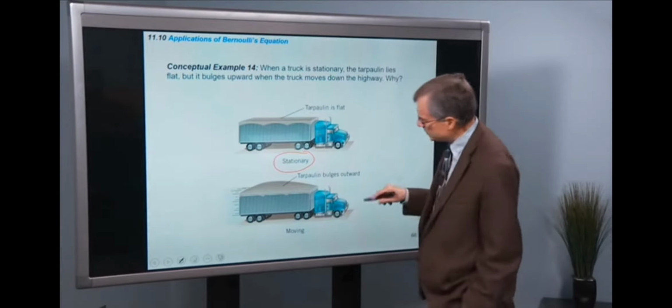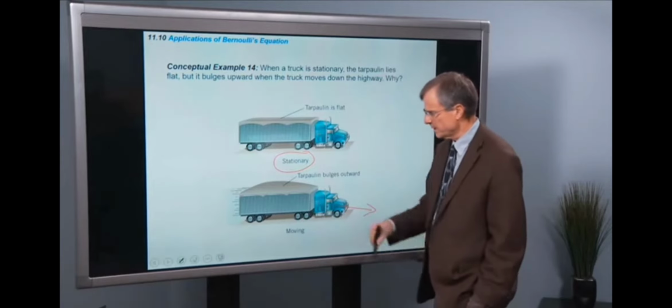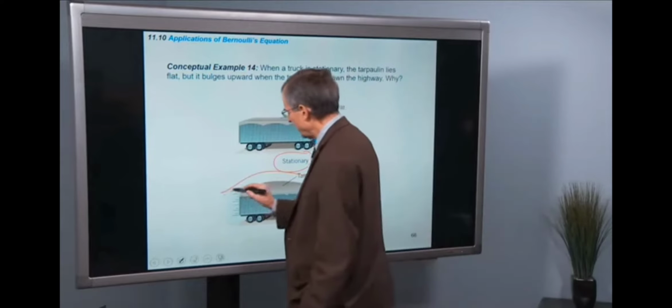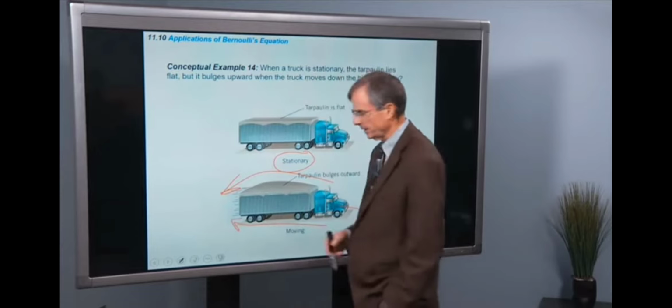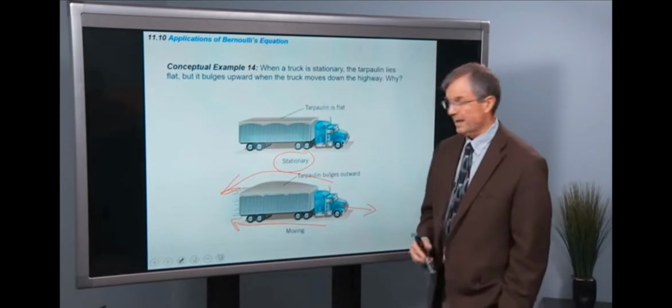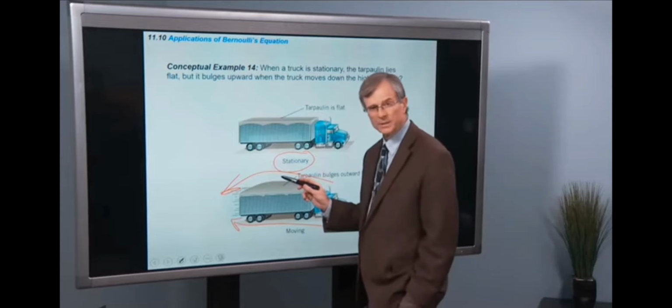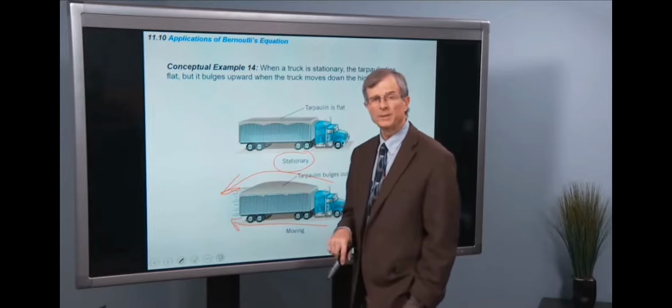Well, as it's moving down the highway, the truck's velocity is this way. It's moving through the fluid, but from the truck's perspective, the air is rushing over the top of the truck, as well as below the truck and along the sides of the truck at a high velocity. So above the tarp, the velocity is high, and the pressure must therefore be low.